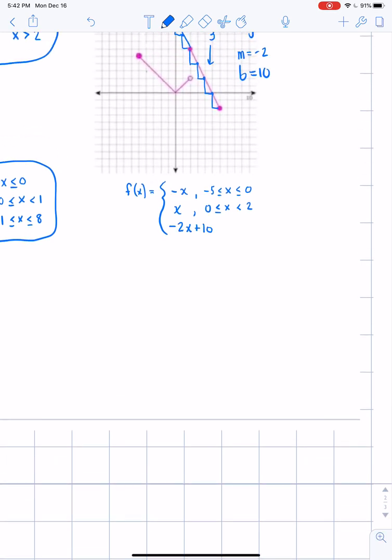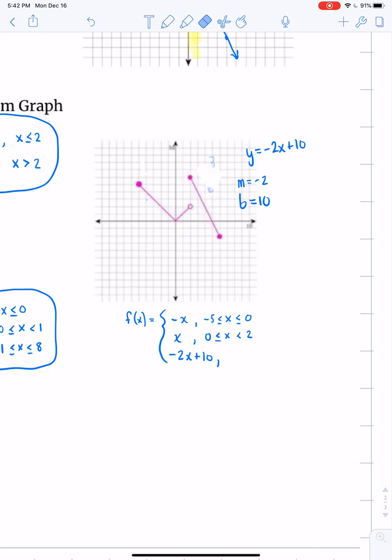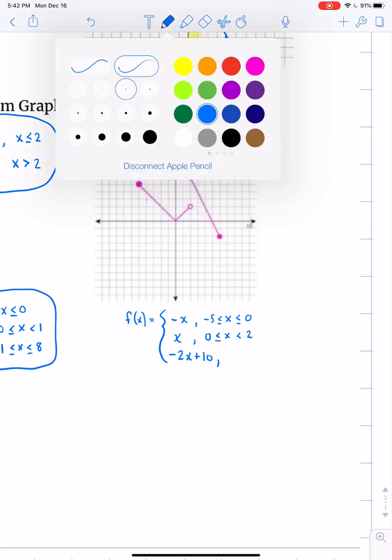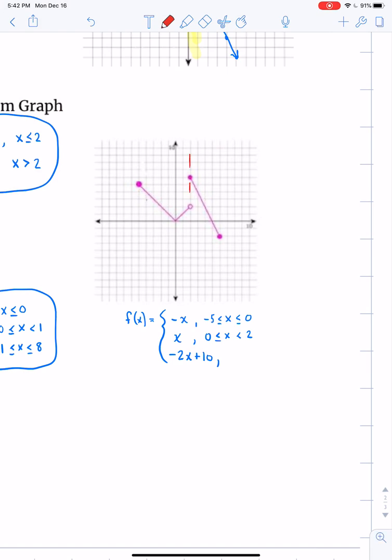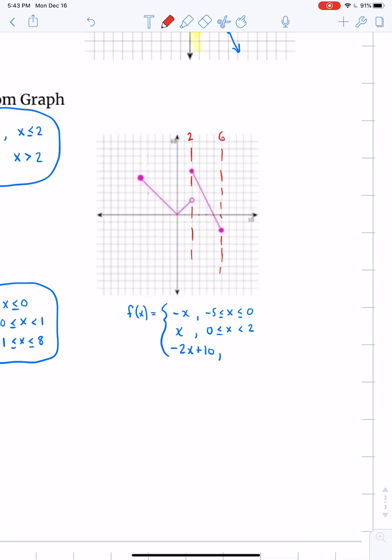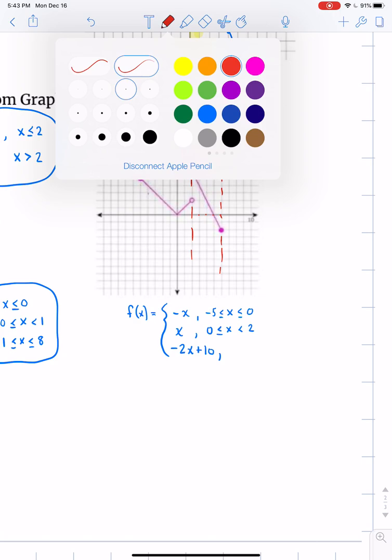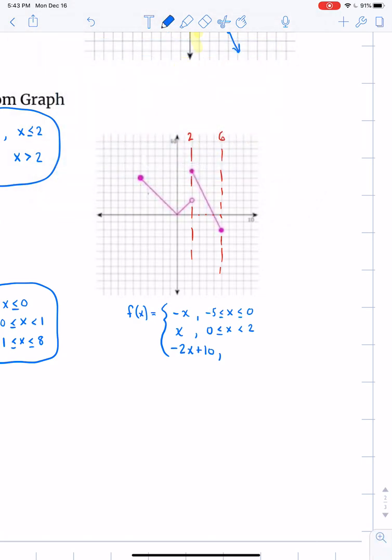Negative 2x plus 10. And now we want to write a comma and write the rule. When is this true? When is the graph negative 2x plus 10? It's in between this x value and this x value. So we know this is 2, and this is 3, 4, 5, 6. When x is between 2 and 6, that's the equation. So we do another conjunction here. 2 is less than x is less than 6. Do we want them filled in or underlined? Yes, because those both are filled in circles.